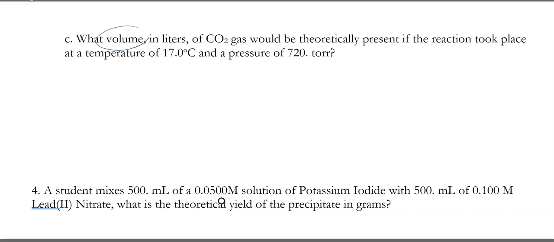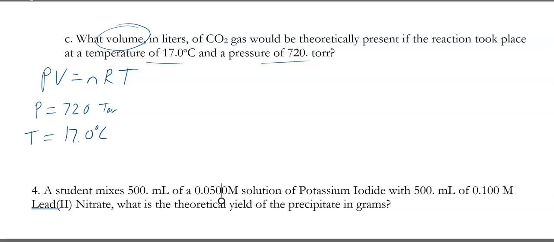We're looking for the volume of gas, and we have a temperature, and we have a pressure, and from the previous problem we also know how many moles we have. So we can use the ideal gas law, the ideal gas equation, PV equals nRT. Let's list out the things that we have. We know that the pressure here of the gas is 720 torr.